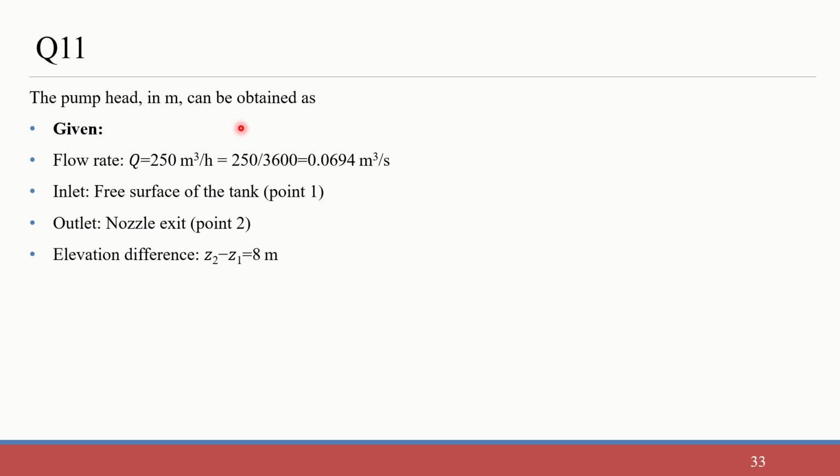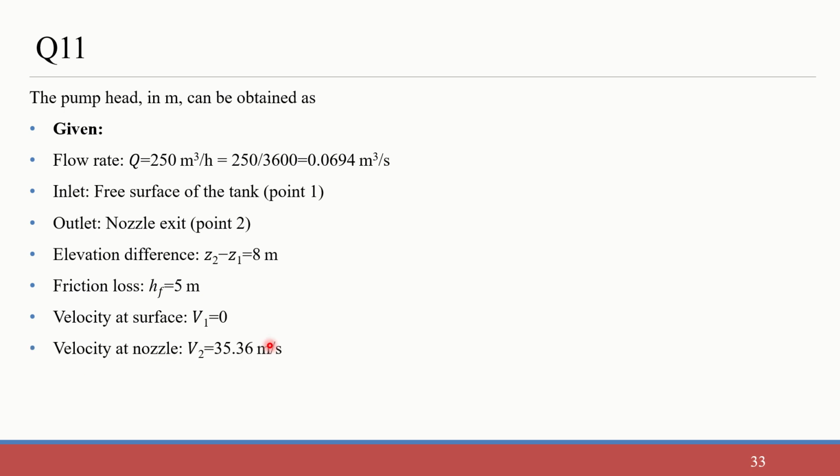If you remember, the immersed water height is 6 meter, and above the surface it is elevated at a 2 meter height. So 6 plus 2, it is 8 meters. The friction loss is given in the question as 5 meters. The velocity at the surface we assumed as 0. The velocity at the exit nozzle we calculated as 35.36 meter per second. Atmospheric pressure is at both the points P1 and P2.